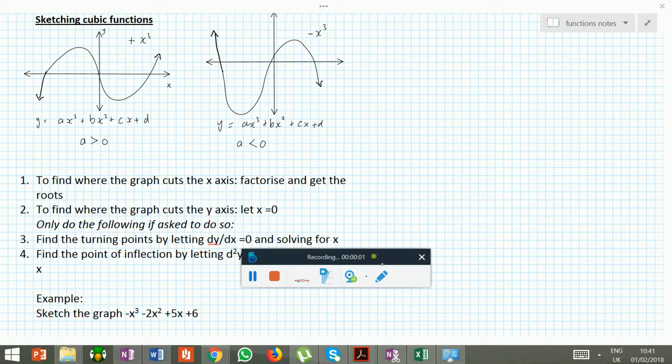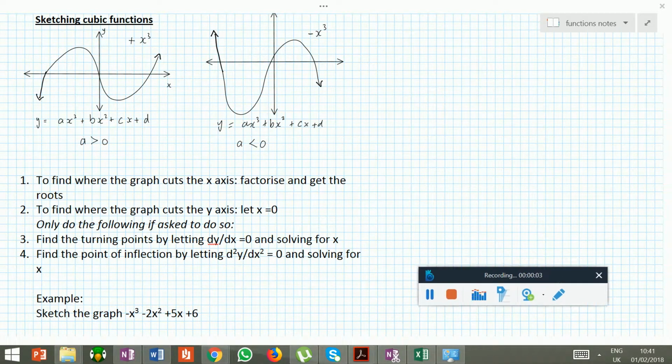Okay, so continuing on there with exercise 1.6, we're looking to sketch cubic functions this time. Now, cubic functions have this kind of a shape. A positive cubic is going to start at minus infinity down here, work all the way up, cut the x-axis typically once, twice, and 3 times. That's if A is positive.